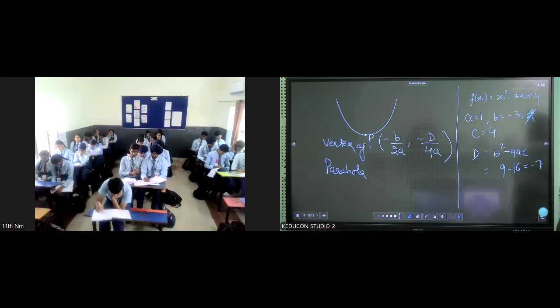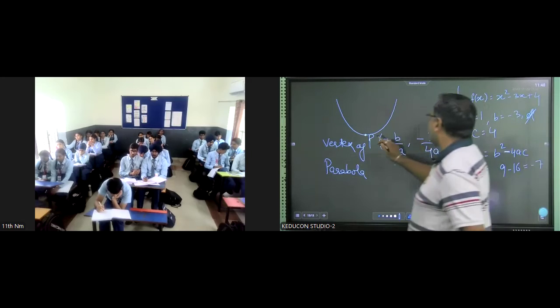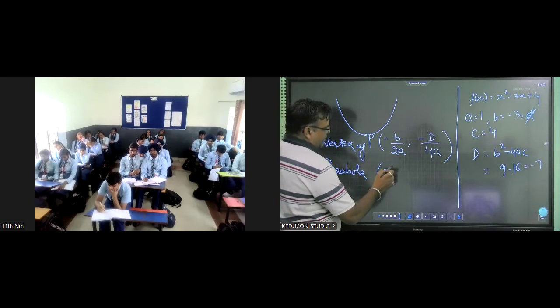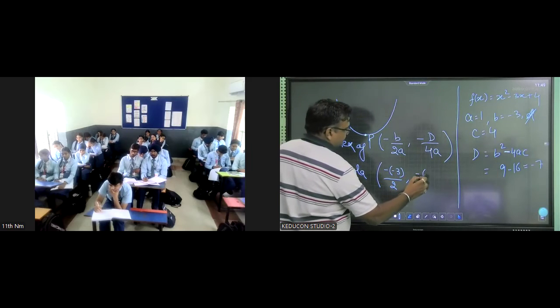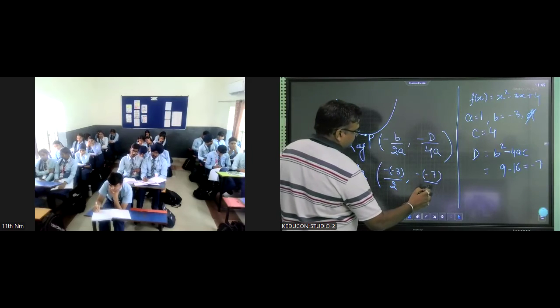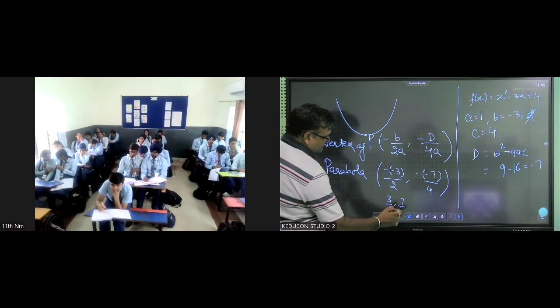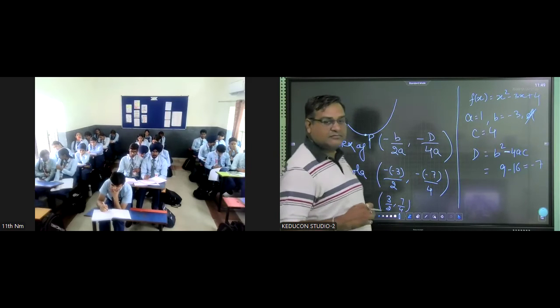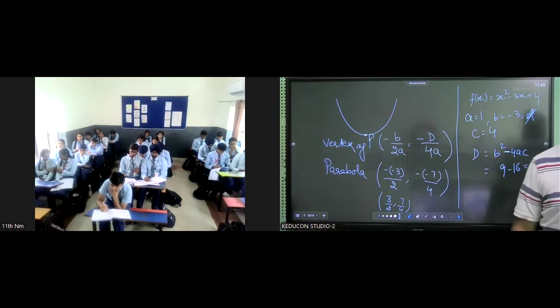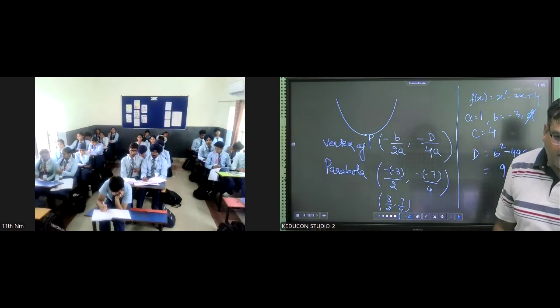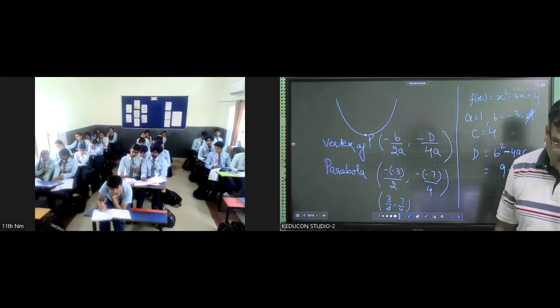जी क्या वैल्यू आ रही है D की? -7. Now tell me what is the coordinate of the vertex? ये आ जाएंगे बच्चों कोऑर्डिनेट्स 3/2, 7/4. Yes or no? So now tell me what will be the range of this function? What will be the range?